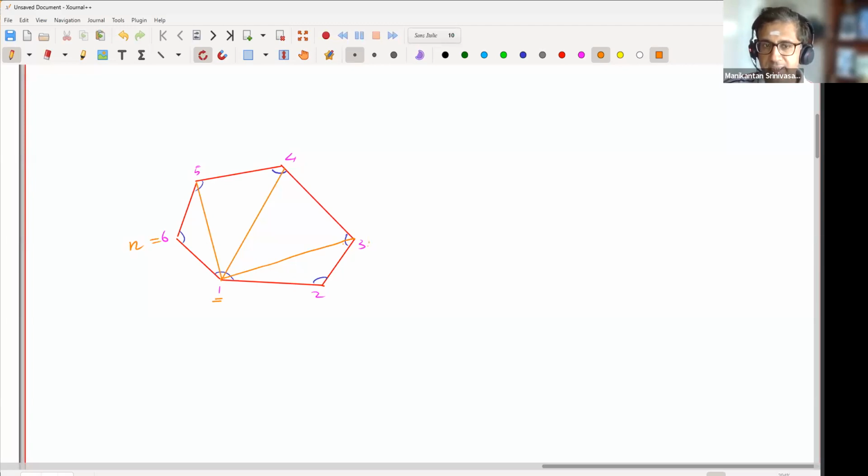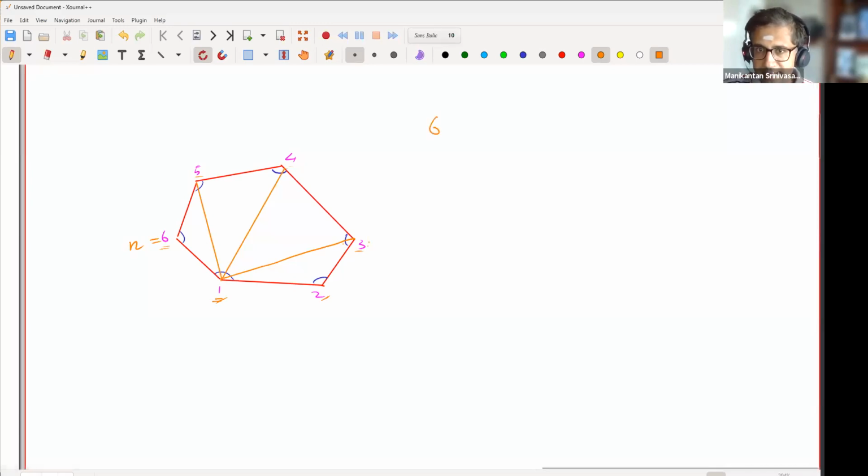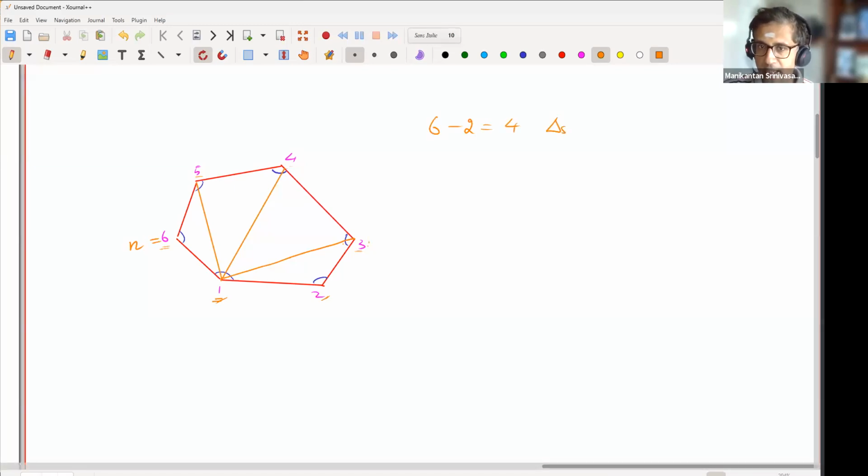3, 4, 5, 6. There are 4 triangles. Why? Because the ending can be in 6, in 5, in 4, or in 3. The ending cannot be in 2 or in 1, because the very first triangle itself is the triangle 1, 2, 3. So there are 6 minus 2, 4 triangles. Or more generally, if there are n vertices, there will be n minus 2 triangles. Do you agree? Does this make sense to you? All of you okay on this?